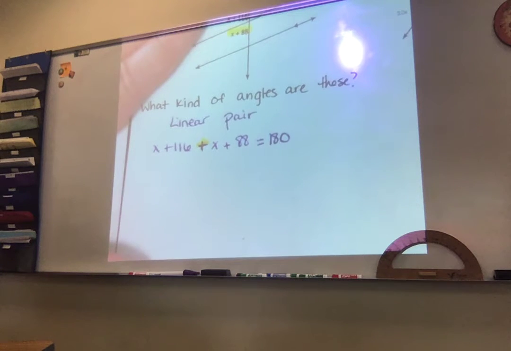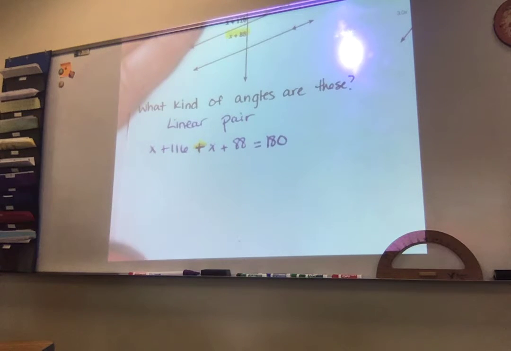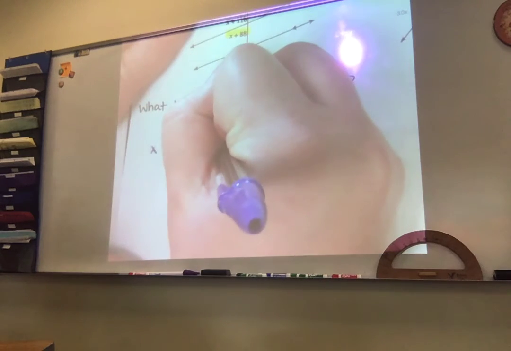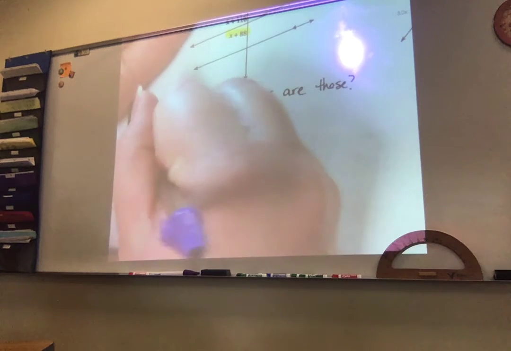Annabelle, can you tell me one set of like terms in this problem? What are 2 things that I can combine because they're similar? The 2 X's. So I'm going to put circles around them because I'm going to combine them. How many X's do I have now, Max? I have 1 here and 1 here, so now I have a total of 2x.